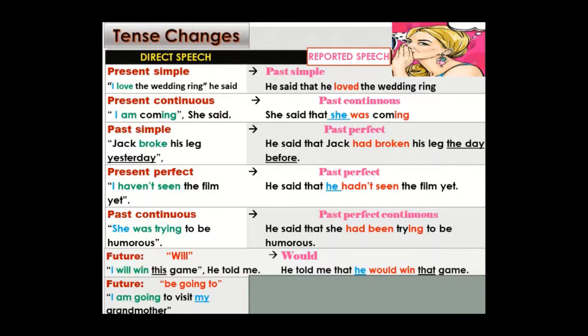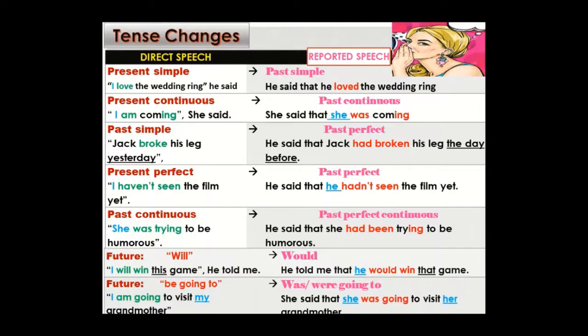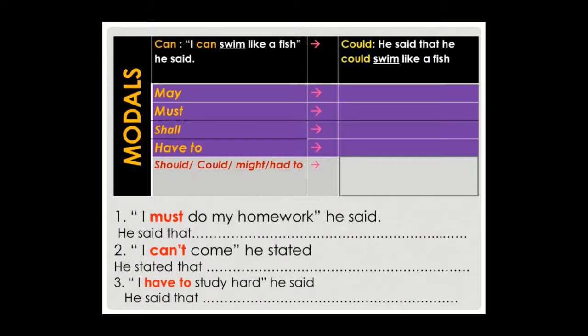Okay, good. Be going to becomes was or were going to. Example: "I am going to visit my grandmother." In reported speech, she said that she was going to visit her grandmother. So these are the changes of tense. Okay, good. Now we move to modals.